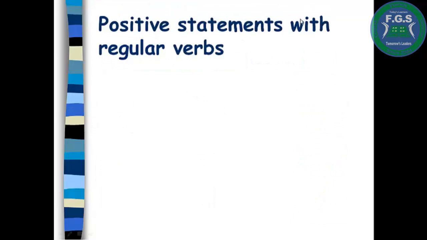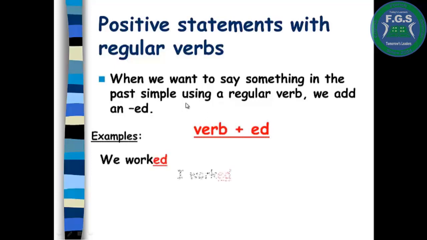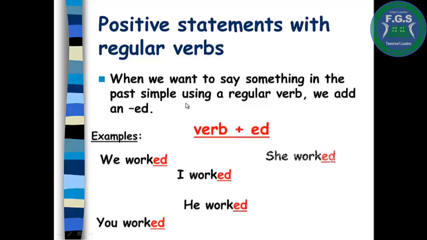Positive statements with regular verbs. When we want to say something in the past simple using a regular verb, we add an ed or just d or ied. Examples: we worked, I worked, he worked, you worked, she worked, they worked.